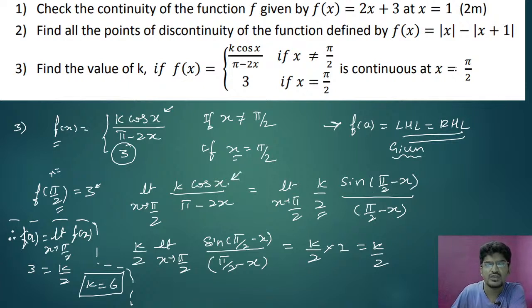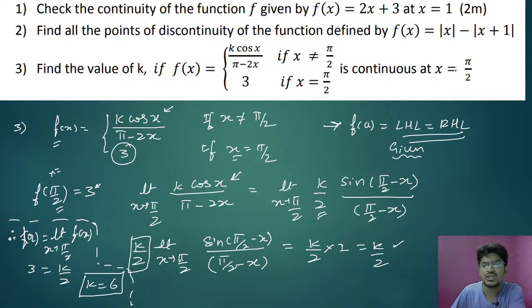And here we know the cos x formula: cos x can be written as sin of pi by 2 minus x. So the limit as x extends to pi by 2 of k divided by 2 into sin of pi by 2 minus x divided by pi by 2 minus x. Take k by 2 outside, limit extending to pi by 2, sin of pi by 2 minus x divided by pi by 2 minus x. Therefore, this term is 1, by using the formula. So k by 2 multiplied with 1 is equal to k by 2.